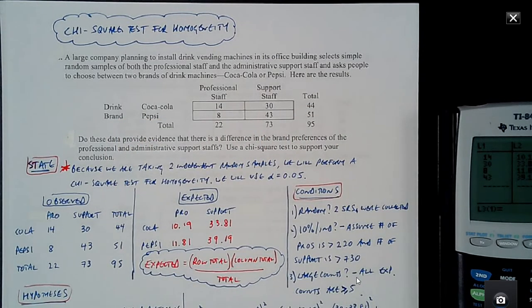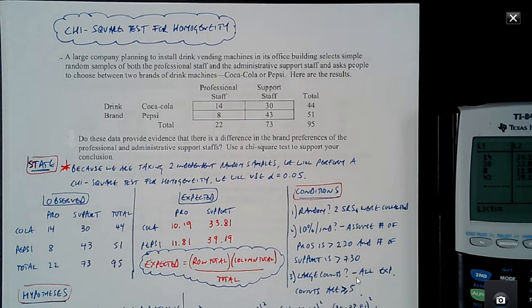So then the question is this: do these data provide evidence that there is a difference in the brand preferences of the professional and the administrative support staffs? All right, so we want to see if these two distributions are different. And then we're going to have to use a chi-squared test to support your conclusion. So then the question is, do we use a chi-squared test for goodness of fit? Do we use a chi-squared test for homogeneity? Or do we use a chi-squared test for independence?